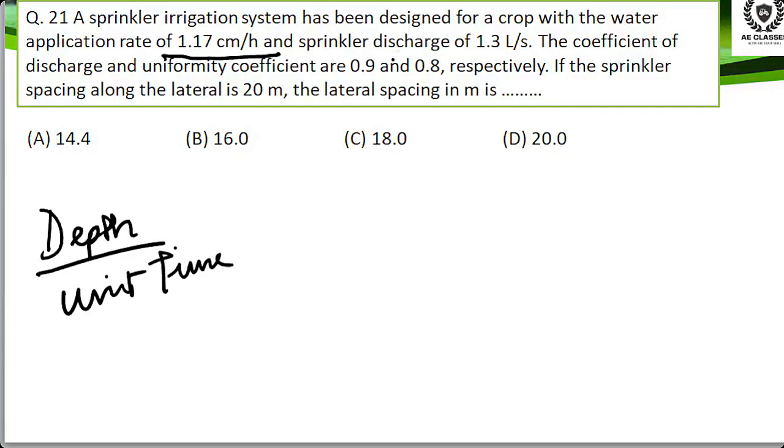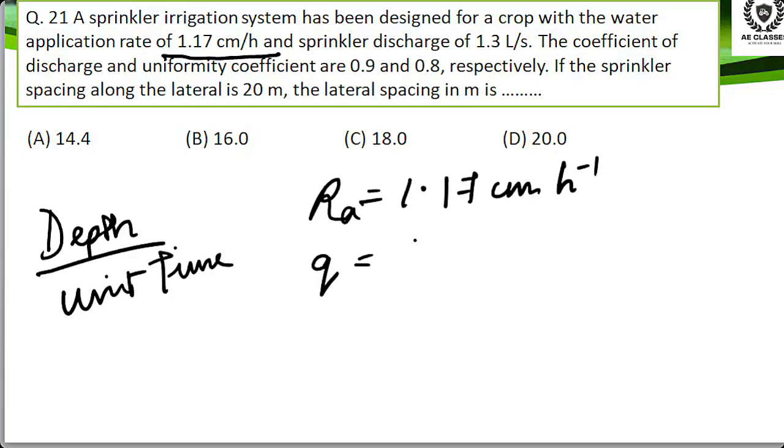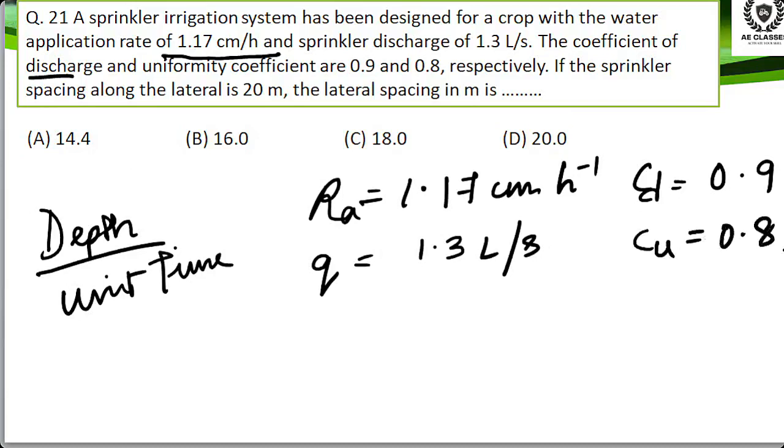The sprinkler discharge is given here as 1.3 liter per second. So we have the application rate, let's say RA, equal to 1.17 centimeter per hour, and the sprinkler discharge Q is given as 1.3 liter per second. Now the coefficient of discharge CD is 0.9, and the coefficient of uniformity CU is given as 0.8. Then the sprinkler spacing along the lateral.